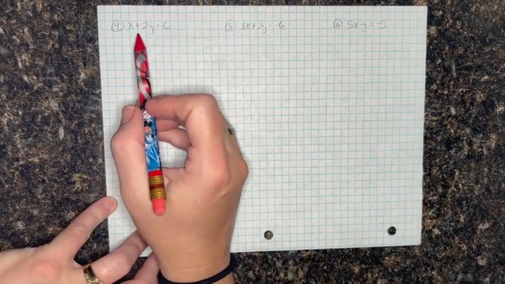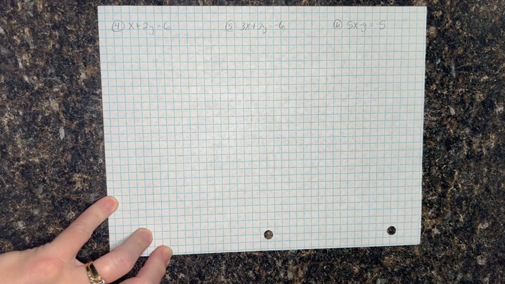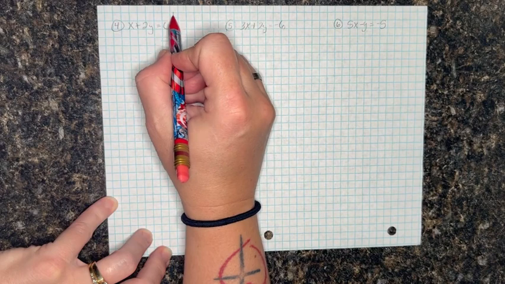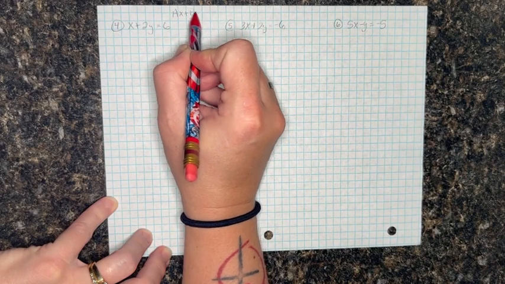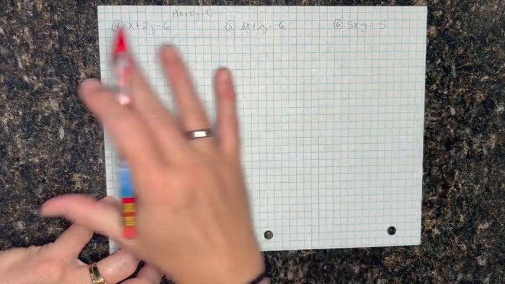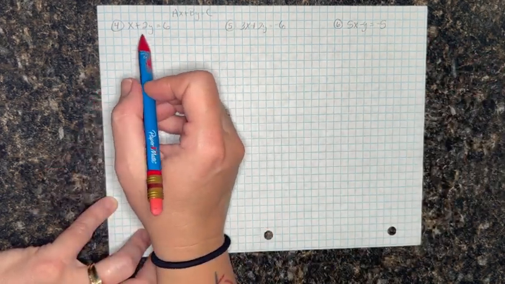Number 4 is x plus 2y equals 6. Now for 4 through 6, they want us to graph the following equations by finding the x and y intercepts. Okay, so let's check first that they're all in standard form of ax plus by equals c. Yep. They're all in standard form, so we can do our x and y intercepts pretty easy.